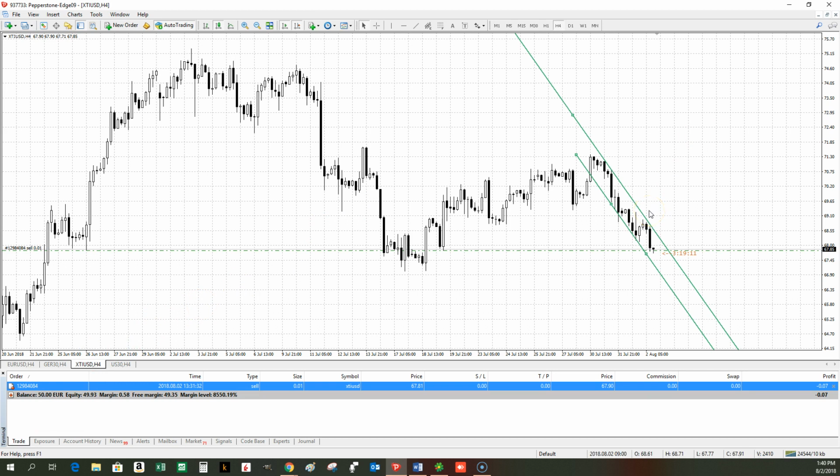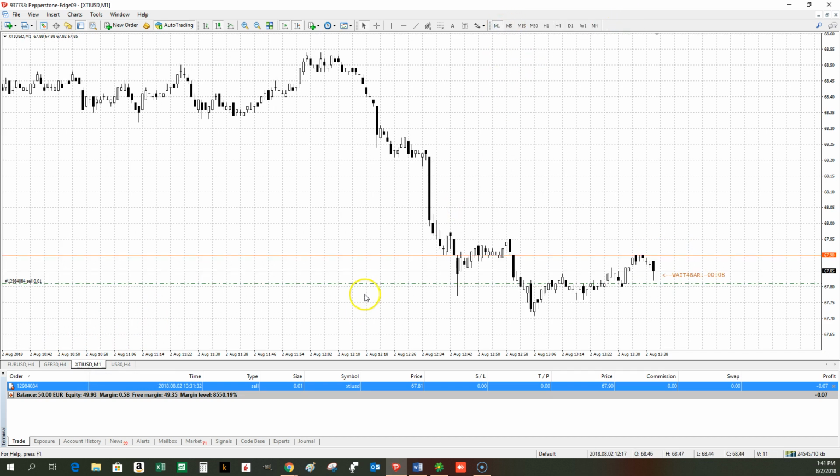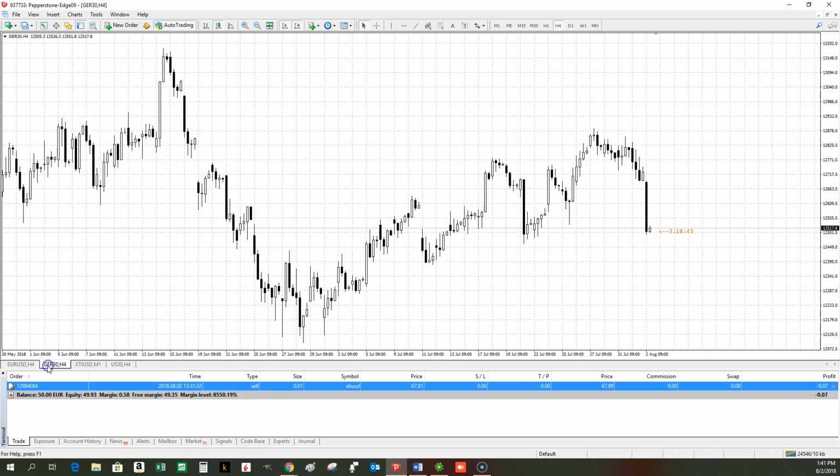All right. So now what I'm gonna do, as you can see, we have 7 cents loss on this trade. It's not moving much, so I don't really want to stay on this asset right now. But anyway, I'm gonna follow it. Okay. So let's go now to the Germany.